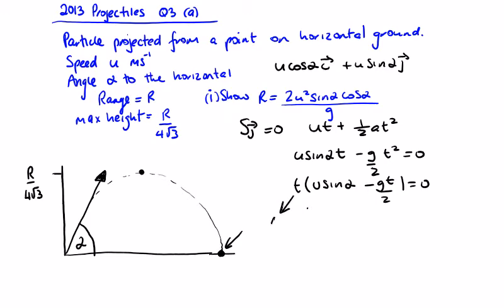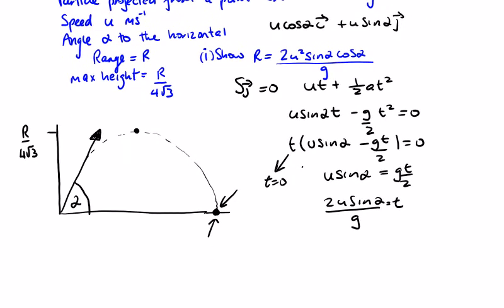t times u sine alpha minus gt over 2 equal to 0. So my initial t is equal to 0, and this one, u sine alpha minus gt over 2, would have to be equal to 0, so u sine alpha is equal to gt over 2. So 2u sine alpha divided by g is the length of time it takes to get to here. So the displacement in the i direction is ut plus a half at squared, but we've no acceleration, so it's just u, which is u cos alpha, by t, which is 2u sine alpha over g.